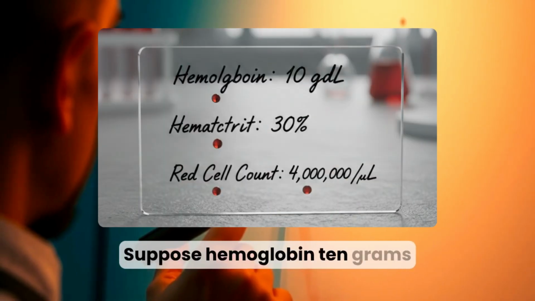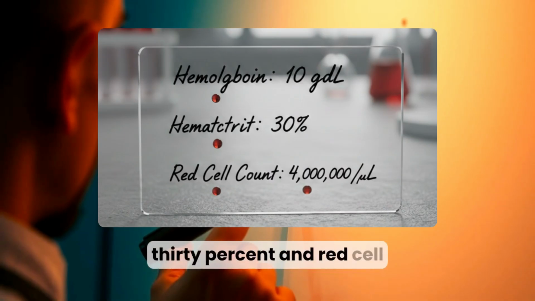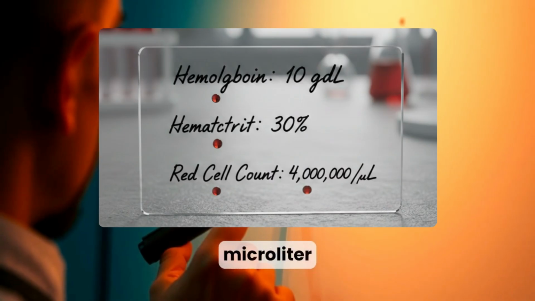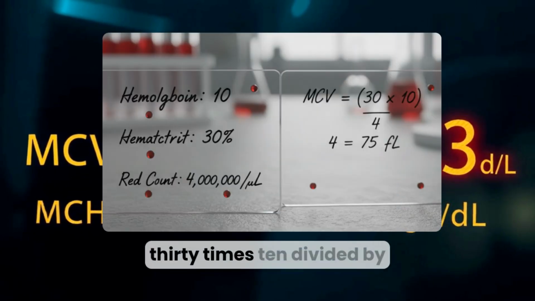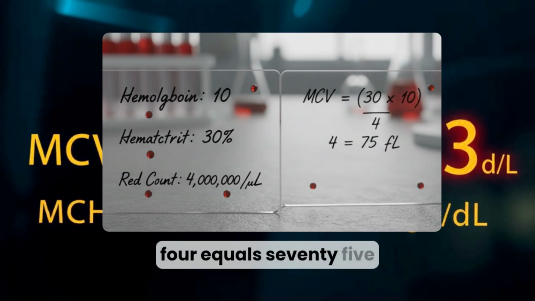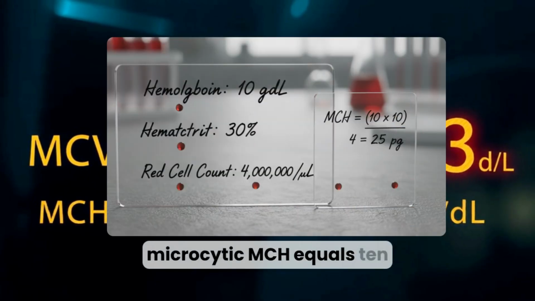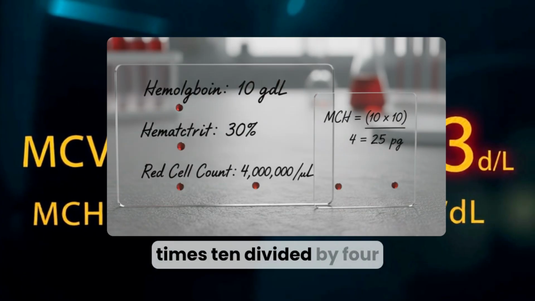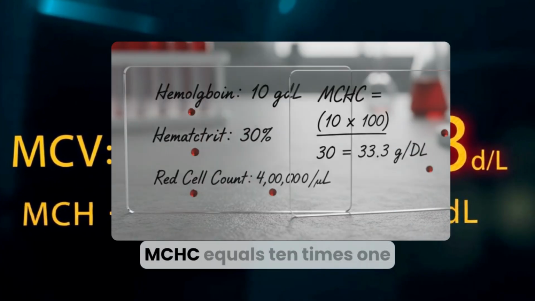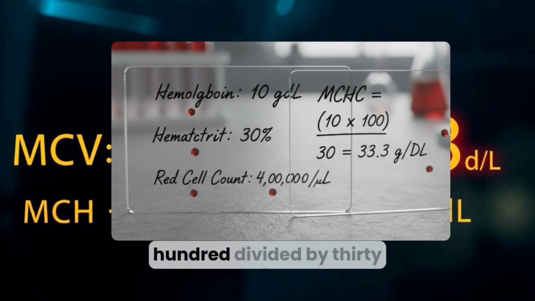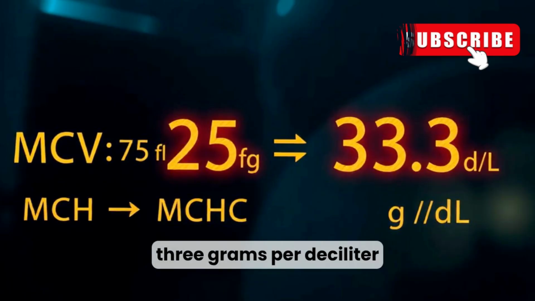Suppose hemoglobin 10 grams per deciliter, hematocrit 30%, and red cell count 4 million per microliter. Apply the formulas. MCV equals 30 times 10 divided by 4 equals 75 femtoliters, which is microcytic. MCH equals 10 times 10 divided by 4 equals 25 picograms. MCHC equals 10 times 100 divided by 30 equals 33.3 grams per deciliter.